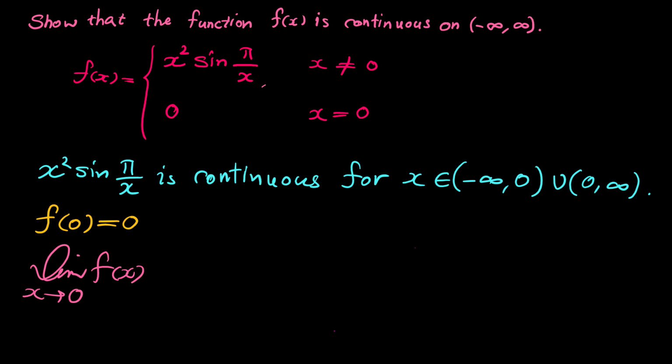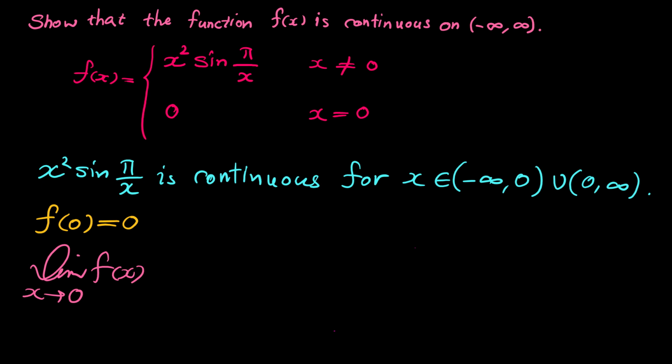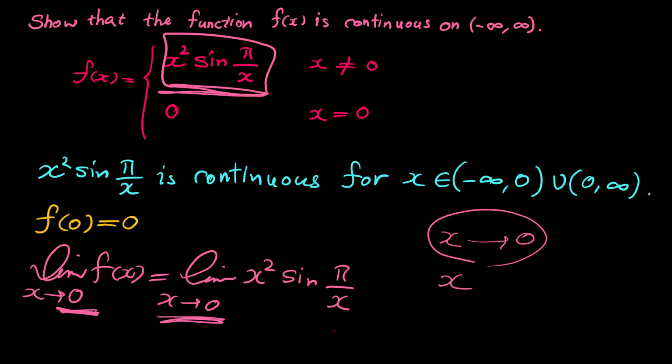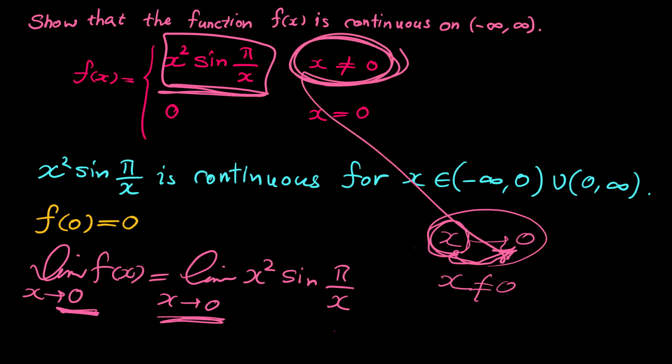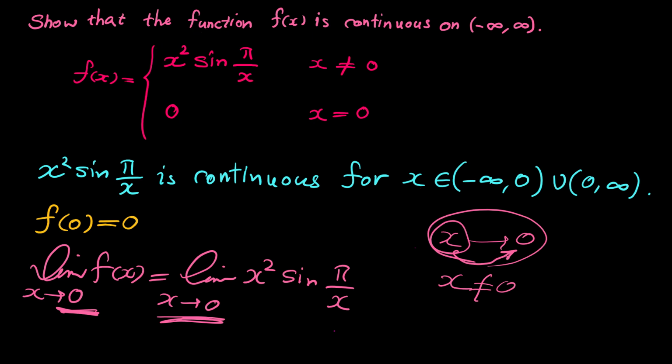And for finding limit of this function, which of these two rules do we have to use when x approaches 0? We have to use this rule, x^2 sine of pi over x. Let me explain why. For finding limit of f of x when x approaches 0, we have to find limit of x^2 sine of pi over x. Because when x approaches 0, x is not 0. x is approaching 0. x is a number close to 0. And when x is not 0 but close to 0, we have this rule. This other rule is only for when x is 0. So of course, for finding limit, we have to use this rule.